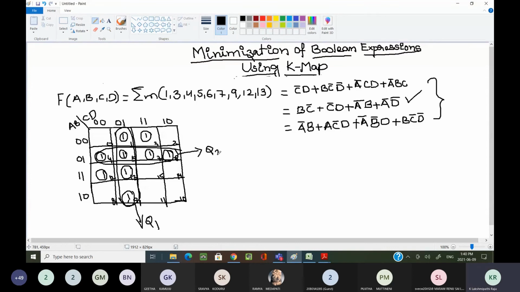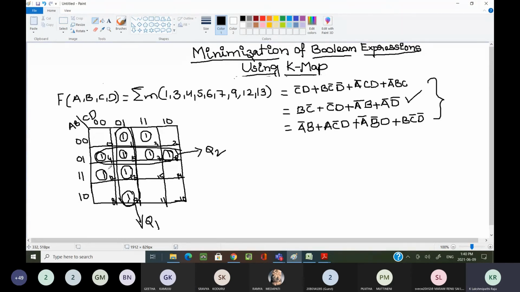Quad 2. Okay, now what are the min terms left? How many min terms are left? 2 min terms are left. One is the third min term, and this next one is the 12th min term.